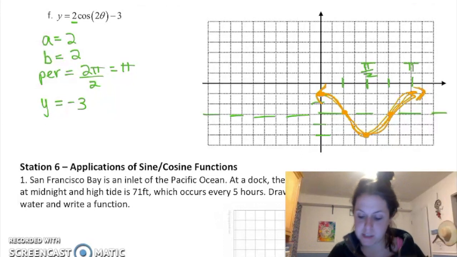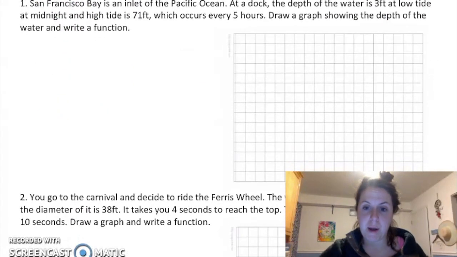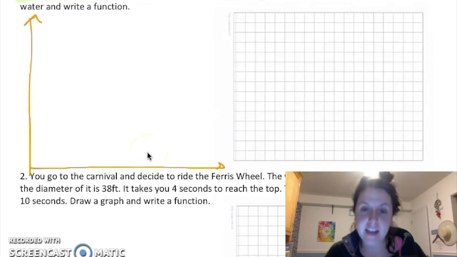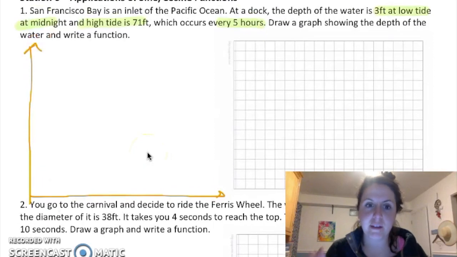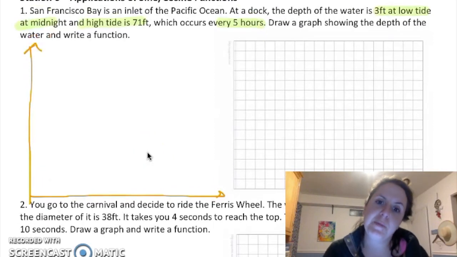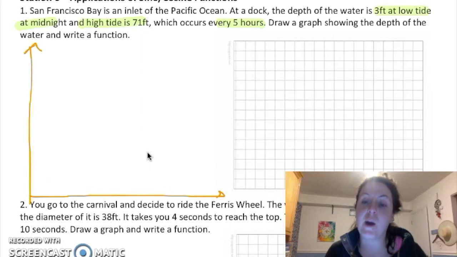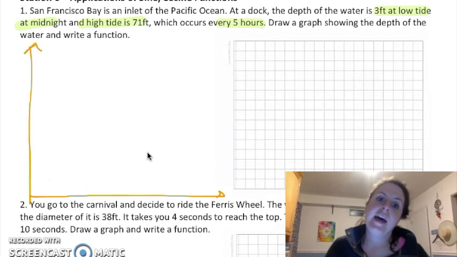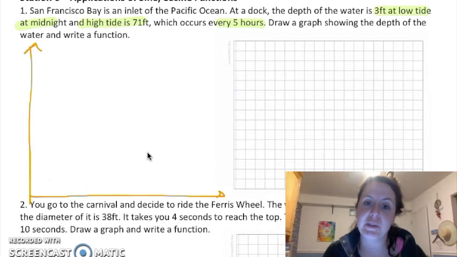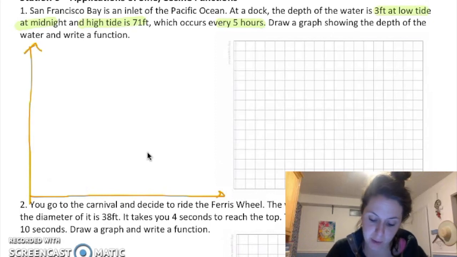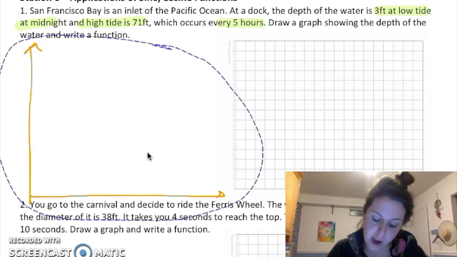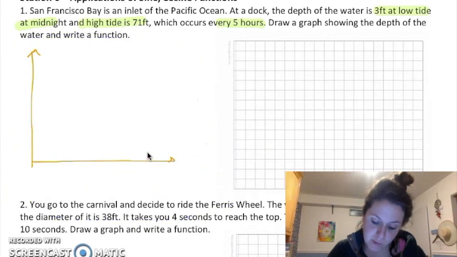Okay, final thing we're going to talk about are some word problems. Okay, sorry for that. I had a little bit recorded and cut out, so I'm just going back. So San Francisco Bay is an inlet of the Pacific Ocean. At the dock, the depth of the water is 3 feet at low tide, and high tide is 71 feet, and that occurs every 5 hours. So we want to draw a graph showing the depth and then write a function.